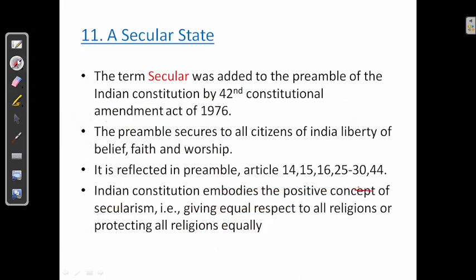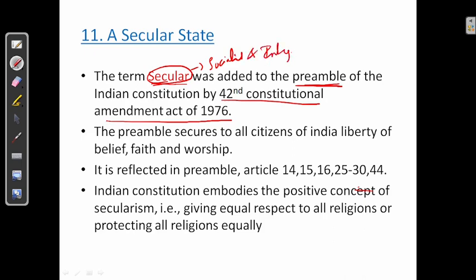The term secular was added to the preamble of the Indian Constitution by the 42nd Constitutional Amendment Act of 1976. Originally, secular was not there in the preamble. Not only secular but also socialistic and integrity, these three were added to the preamble in the 42nd Constitutional Amendment Act of 1976.